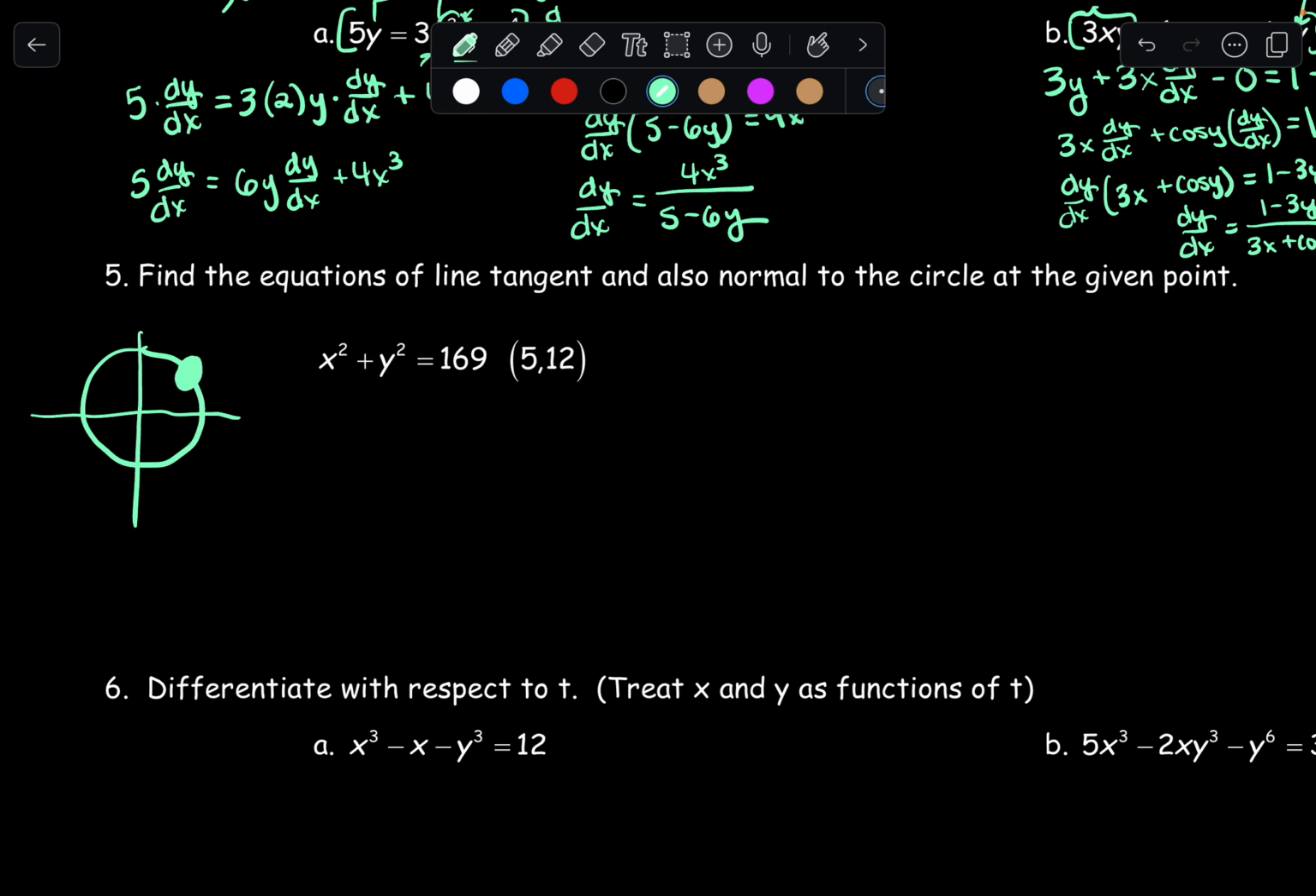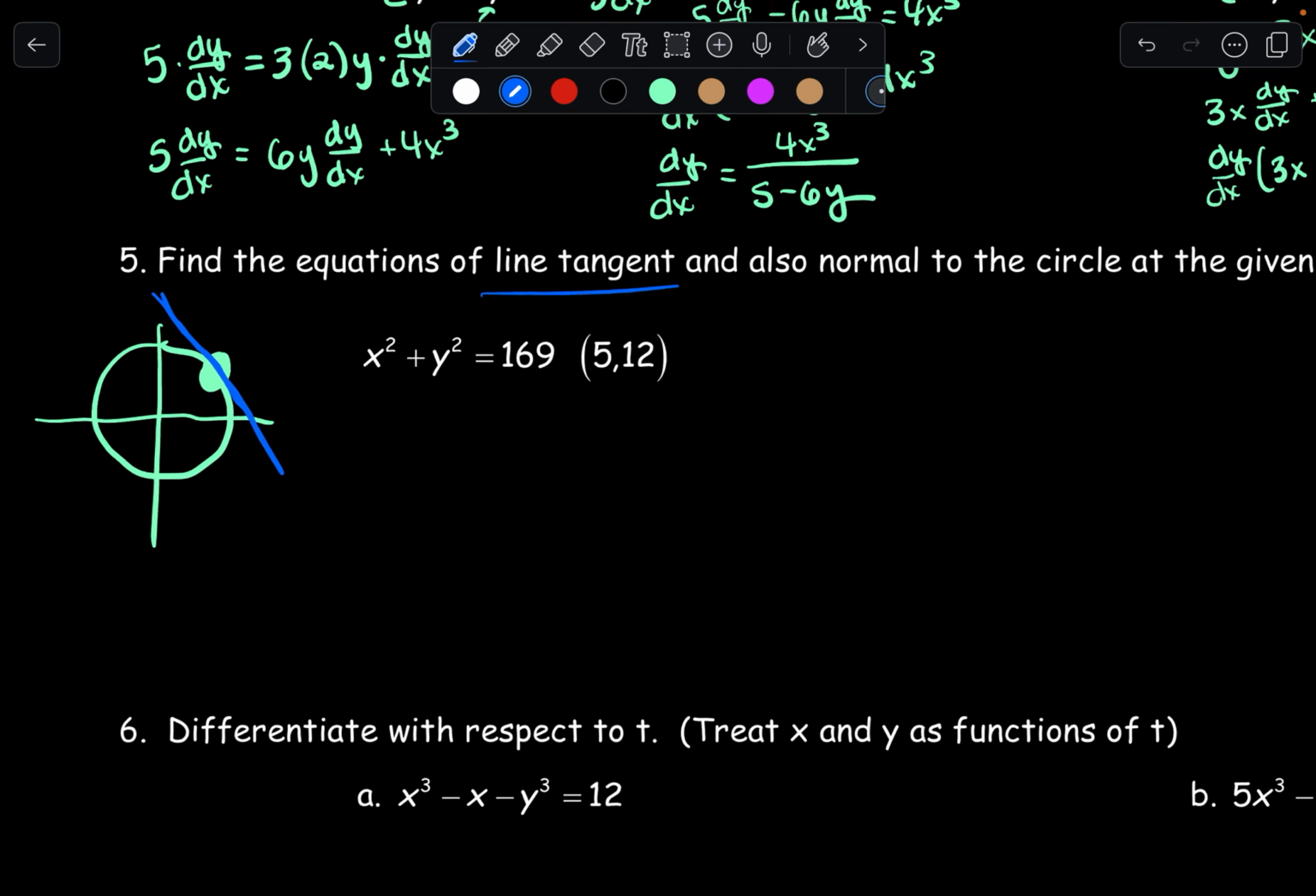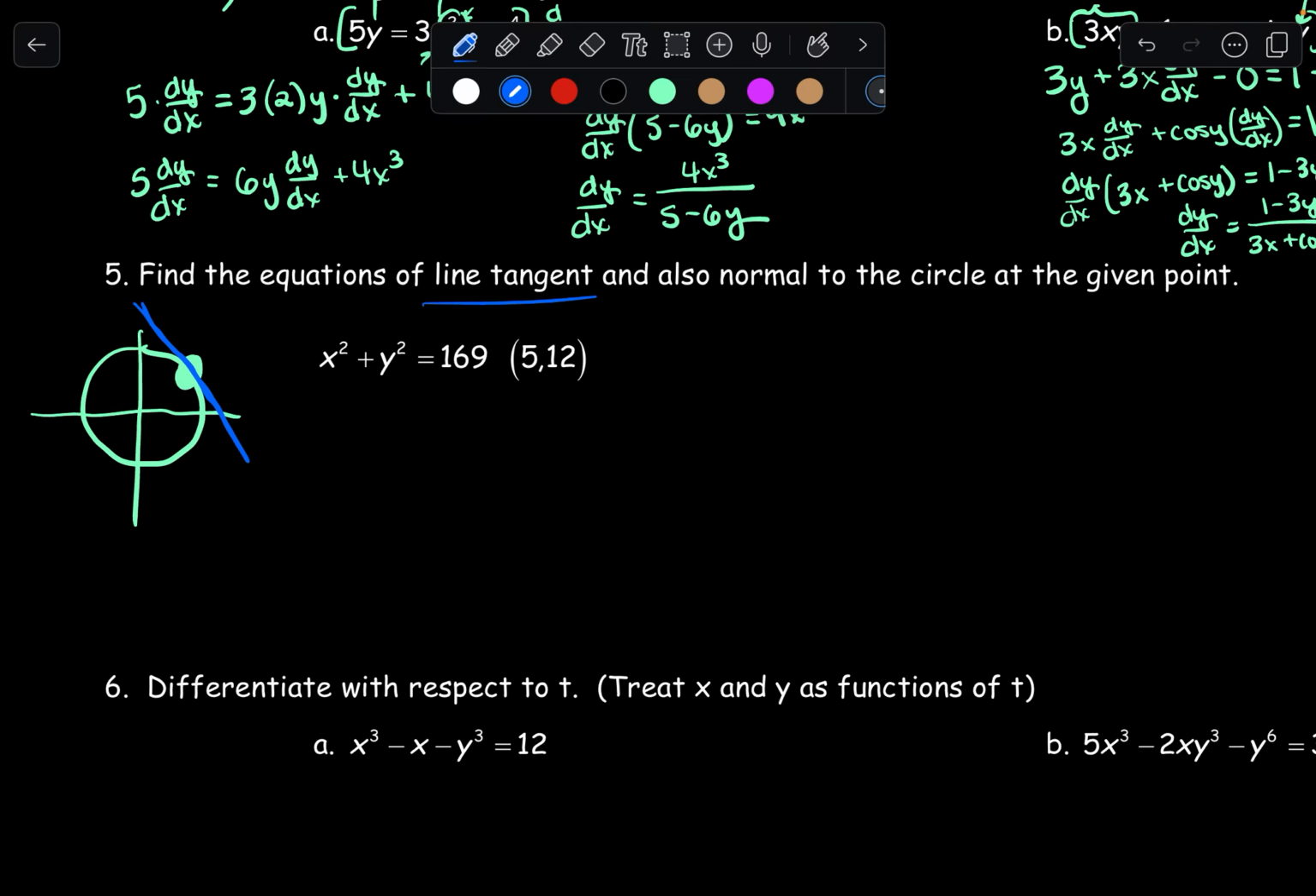All right, and we want to find the equations of the line tangent and also normal. So let's focus on the tangent. The tangent line is going to be the blue line, okay? And we talk about this all the time. What 3 items do you need for the equation for a tangent line? You need your slope, you need your x-coordinate, and you need your y-coordinate. We already have the x-coordinate and the y-coordinate. Those are provided. But now we need our slope, all right? And our slope is going to be dy/dx, okay? The derivative of y with respect to x.